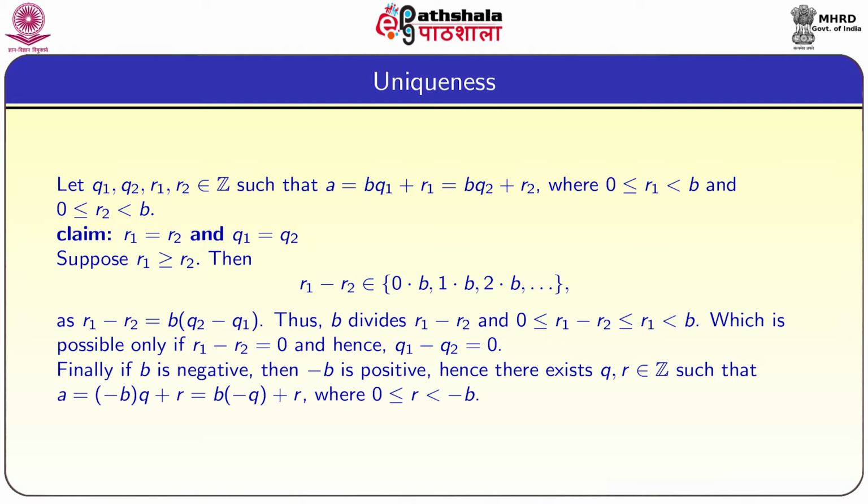Finally, we have to prove it for every b not equal to 0. So, till now we proved it for b greater than or equal to 1. So, we will assume now b negative, then minus b becomes positive. So, whatever we proved till now we can apply. That means, there exist integers q and r belonging to Z such that a is equal to minus b into q plus r, which is equal to b into minus q plus r, where 0 is less than or equal to r is less than minus b.